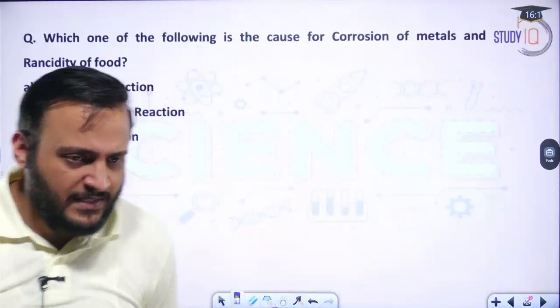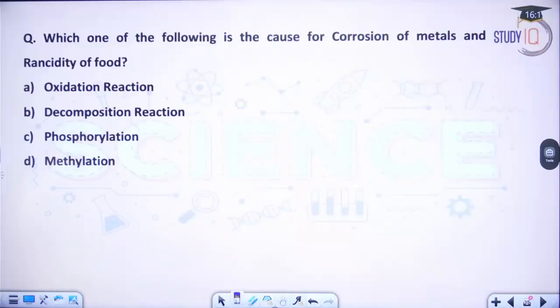Answer please this question, everyone. Which of the following is the cause of corrosion of metals and rancidity of food? Yes, everybody, very simple. Rancidity of the food as well as the corrosion of metals are both caused by the same thing. Exactly. Very good. Oxidation reaction. Very nice.